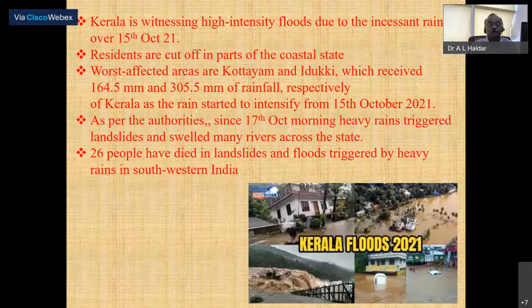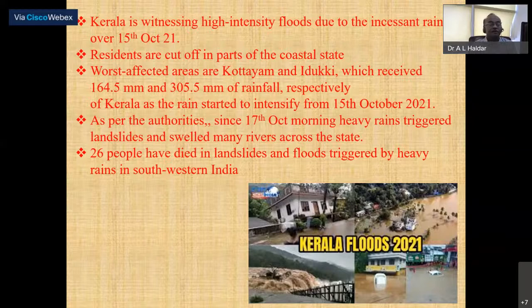In this month, September 15th, because of the rain, residents were cut off from various parts of the coastal state. The worst affected areas were Kottayam and Idukki, which received 164 millimeters in one day, and 305 millimeters in Idukki, in one day.